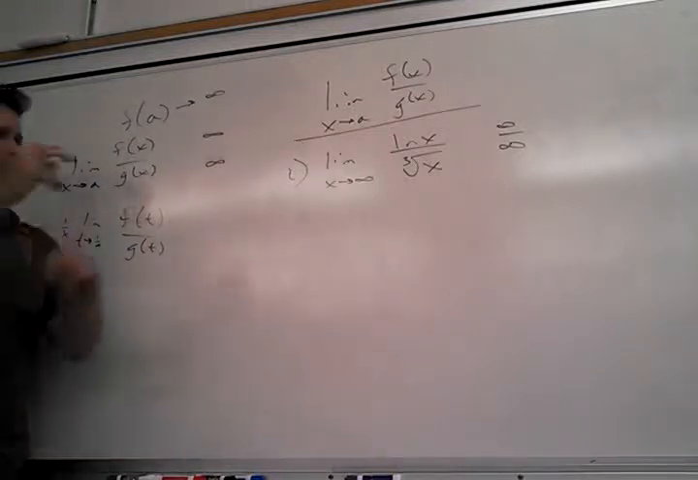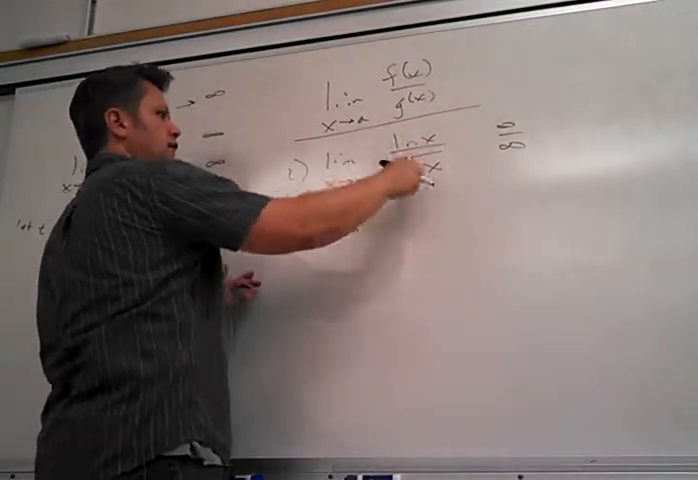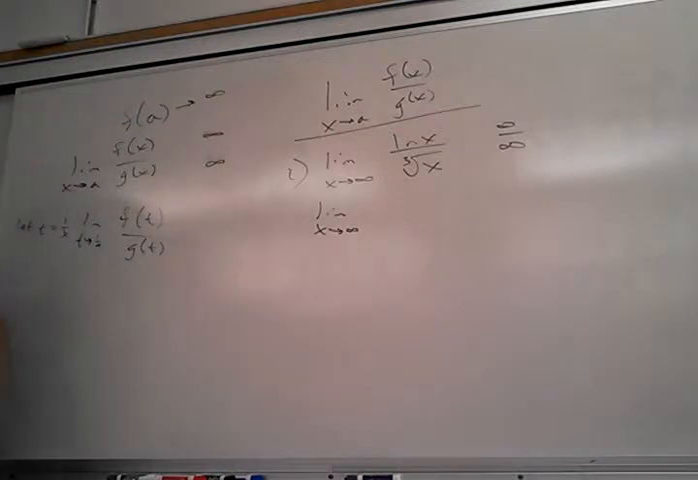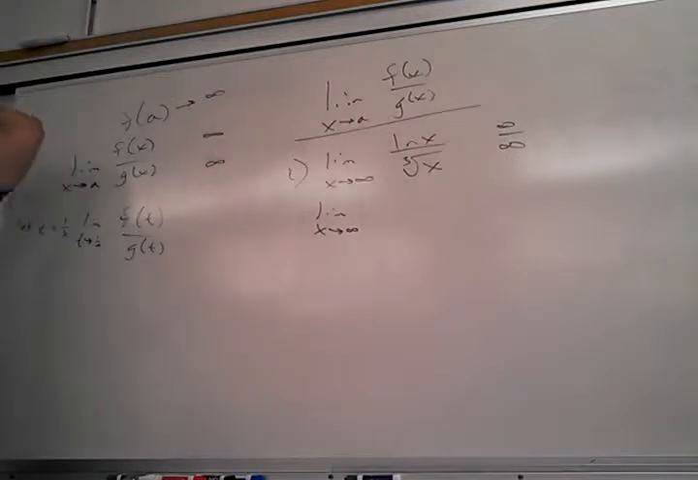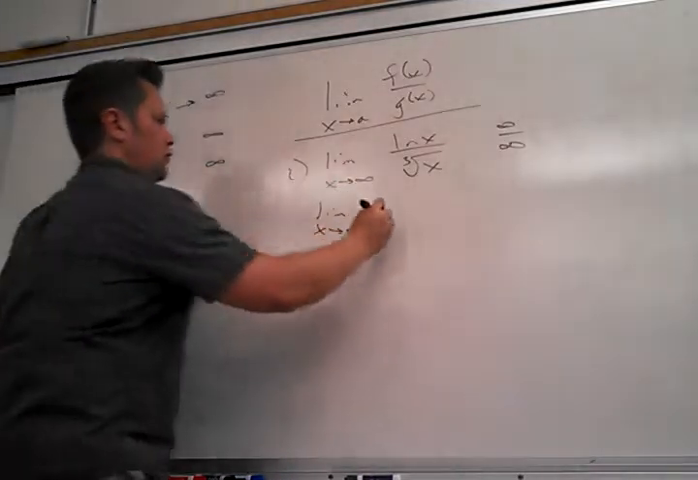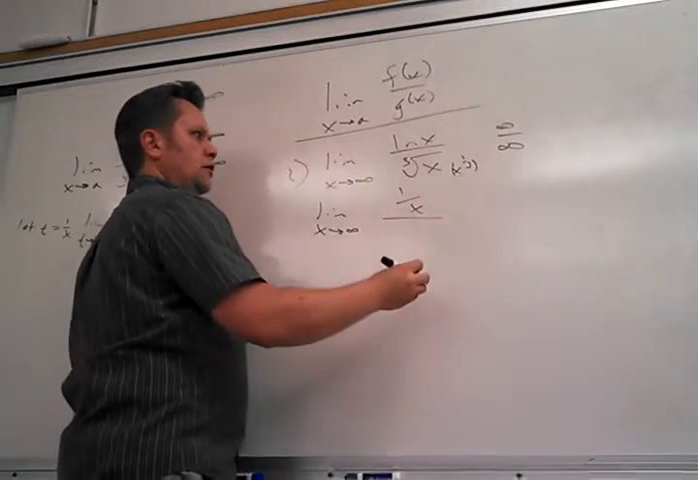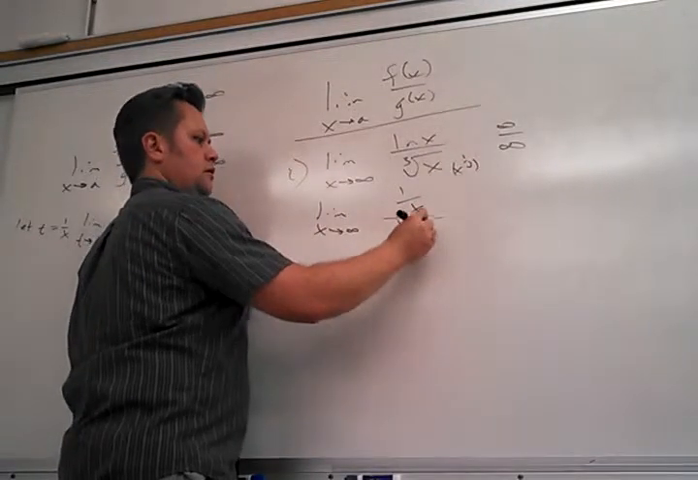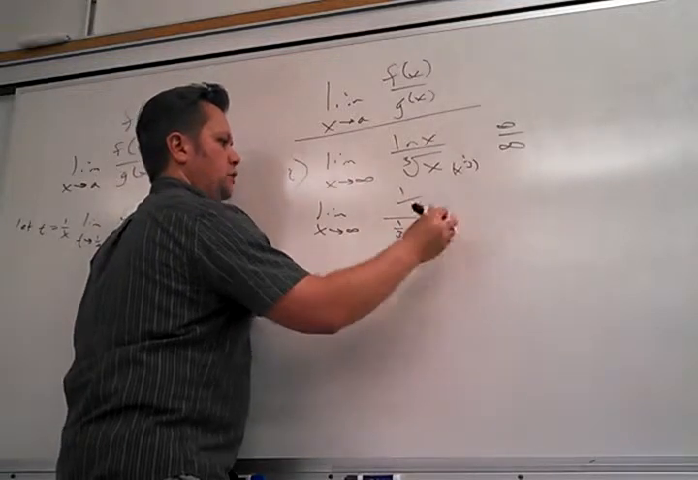And so what does L'Hopital's rule say? I'm allowed to take the derivatives of the top and the bottom. So be very careful: this is not the quotient rule. This is an idea. It says the limit of a ratio is the same as the limit of the ratio of the derivatives if you have an indeterminate form. So what's the derivative of ln x? 1 over x. What's the derivative of x to the 1/3? 1/3 x to the negative 2/3. I like it. Now simplify that a little bit.